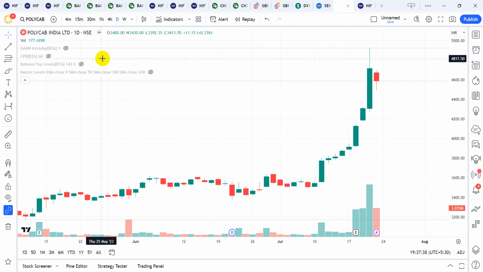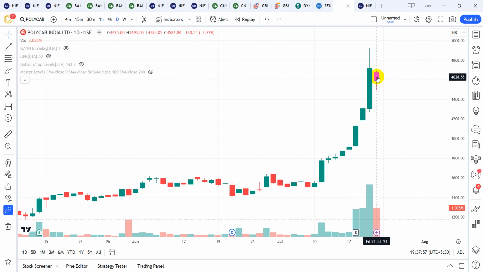This is the chart of Polycab, and as you can see here, the stock has seen a very decent rally. I mean, this was kind of a blow off rally, and the stock has moved from this point to this point. Can we capture these lows and these highs using both the price and time cycle of Gann? So we'll be discussing that.